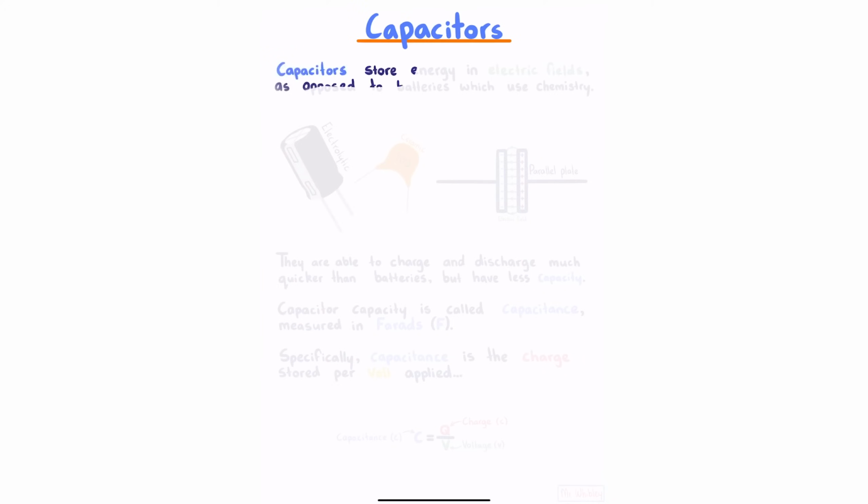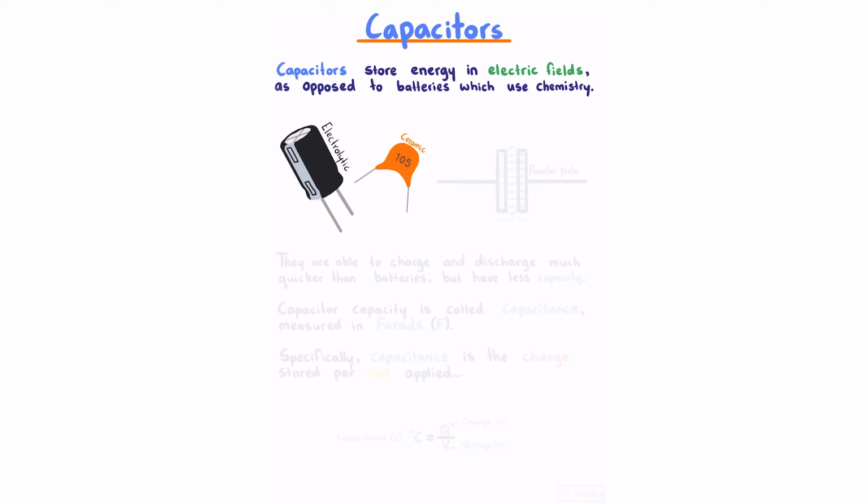Capacitors. Capacitors store energy in electric fields, as opposed to batteries which use chemistry. Two common types of capacitors are electrolytic and ceramic. In this course, however, we're mostly only going to be looking at parallel plate capacitors, due to the fact that they're as simple as a capacitor can get.